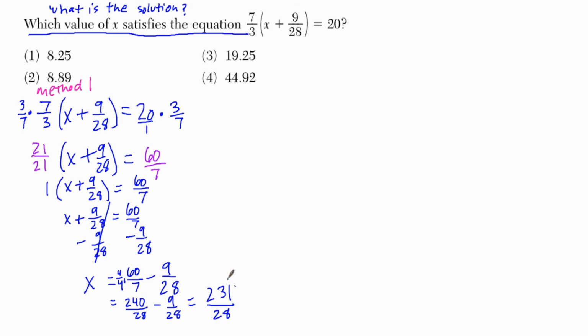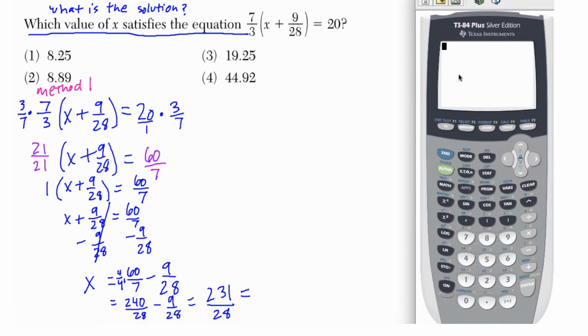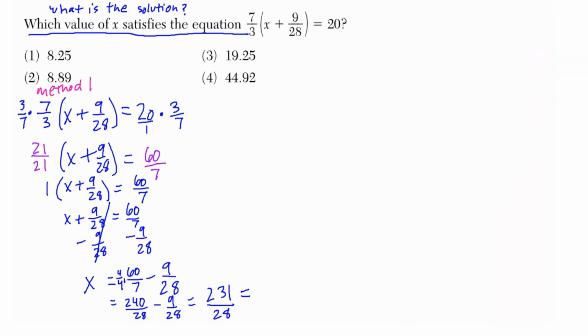And we can try to simplify that if we want, but if we look at our answer choices, since this is multiple choice, we can see that the answers are given to us in decimal form, and this is in fraction form. The easiest way to do that is to convert our fraction to a decimal. So let's pull up our trusty calculator, and let's go ahead and enter 231 and divide that by 28, and we'll get 8.25. And we can see right away that our answer is going to be answer choice number 1.